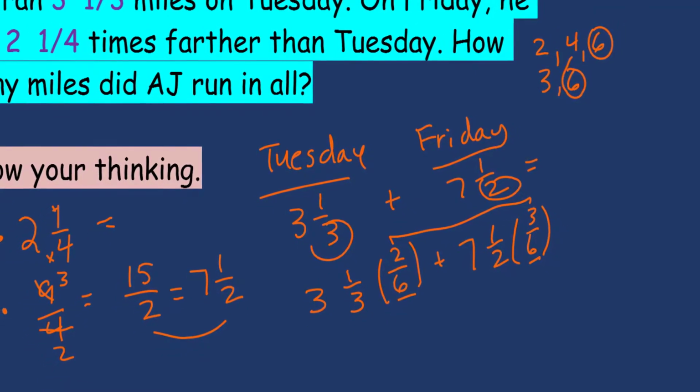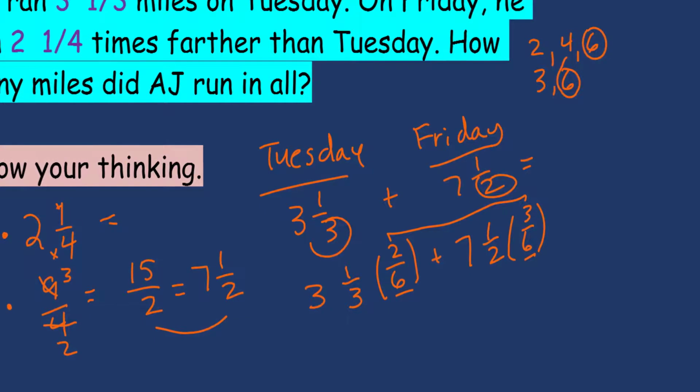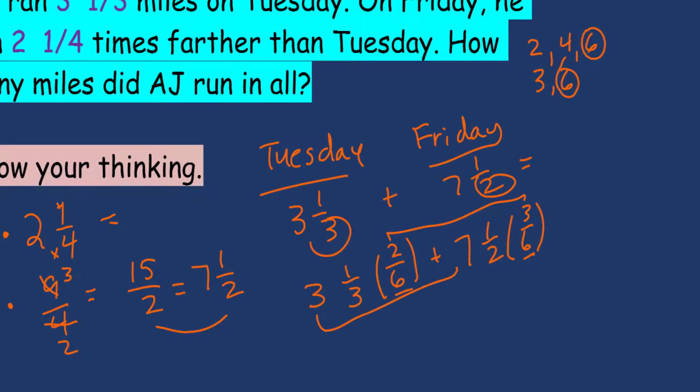With multiplying fractions, we don't have to worry about that. Well, I have the 3 and the 7, so I can add that together and get 10. And then I have my 2/6 and 3/6, which is simply 5/6. So altogether, I end up with 10 and 5/6. Now I could take my 10 and 5/6 and figure that out.